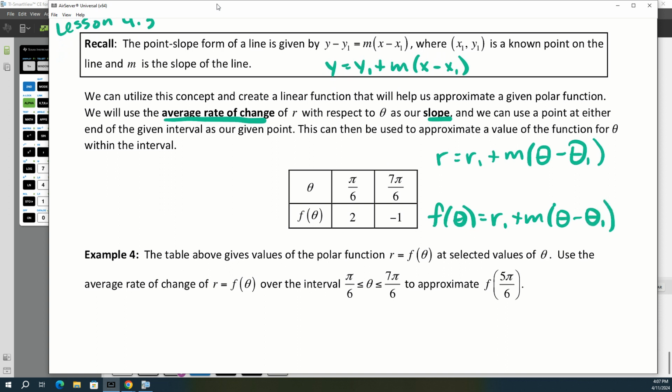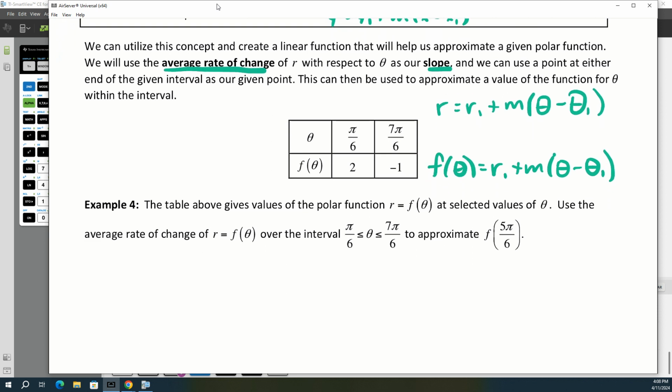All right, so this theta and this r, or this f of theta, are the actual variables. And then theta sub 1 and r sub 1 are going to be points from the table. And we can use that to approximate any value. So in here, we're going to approximate this one as long as it's within the interval.